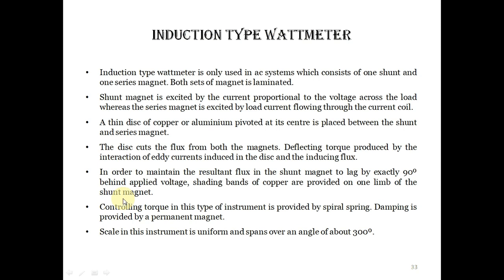And obviously two things you should take care about: the deflecting torque, as in the case of energy meter, the resultant flux in the shunt magnet can be made exactly 90° lagging by the help of copper shading bands. This was evident for the energy meter, as I think you can recall. Controlling torque is provided by spiral spring, and damping is by a permanent magnet. An important feature: the scale is uniform and spans over about 300 degrees, which is a very good feature.